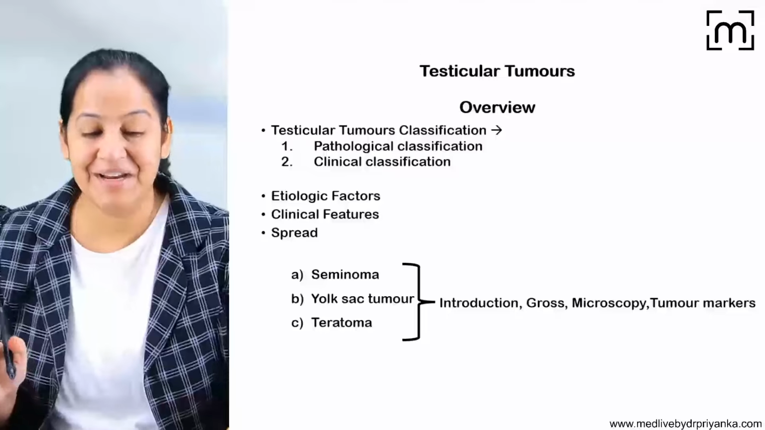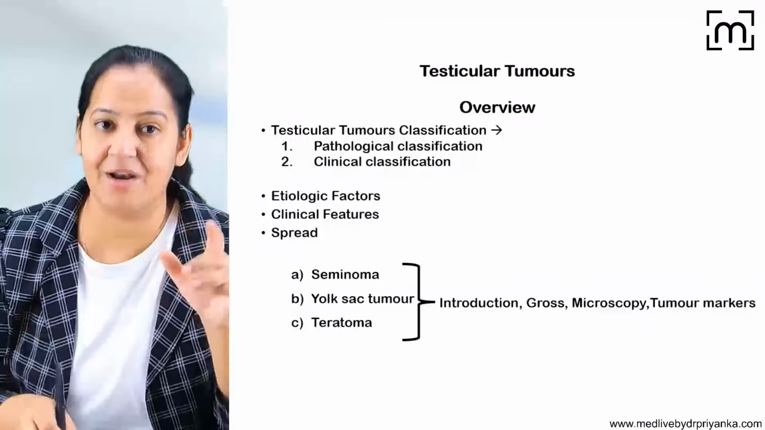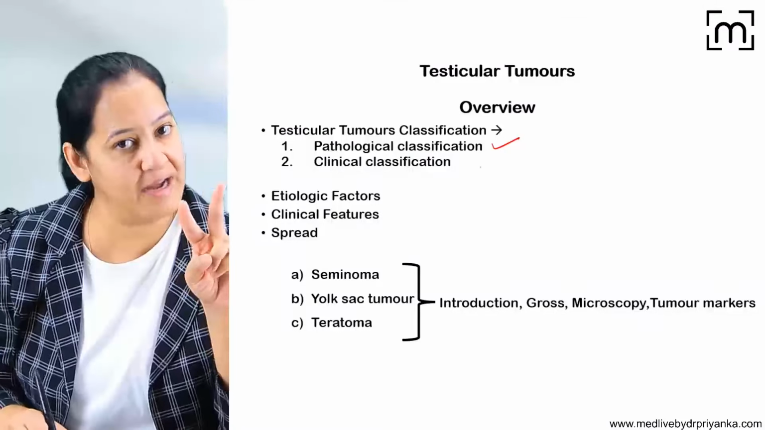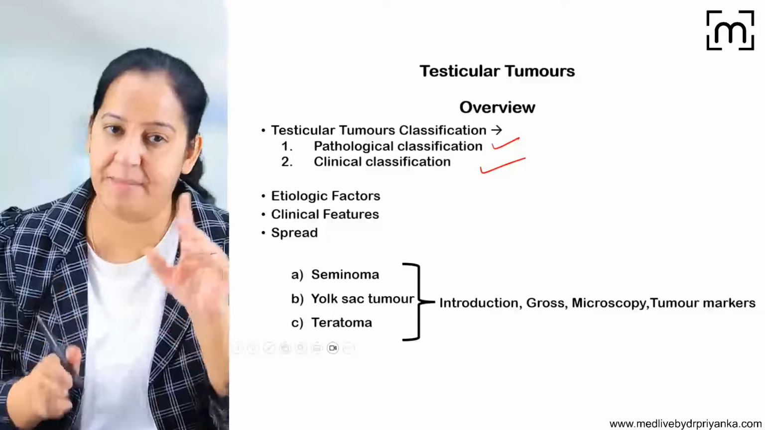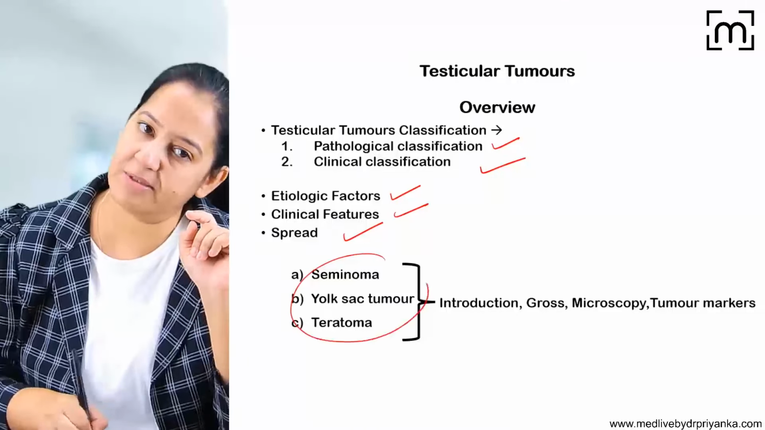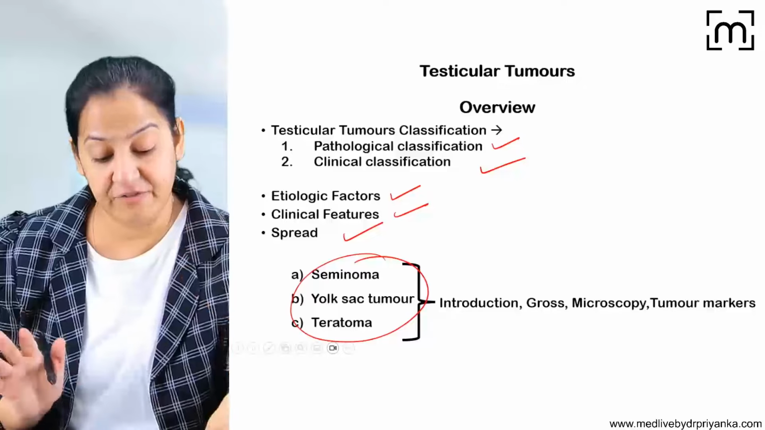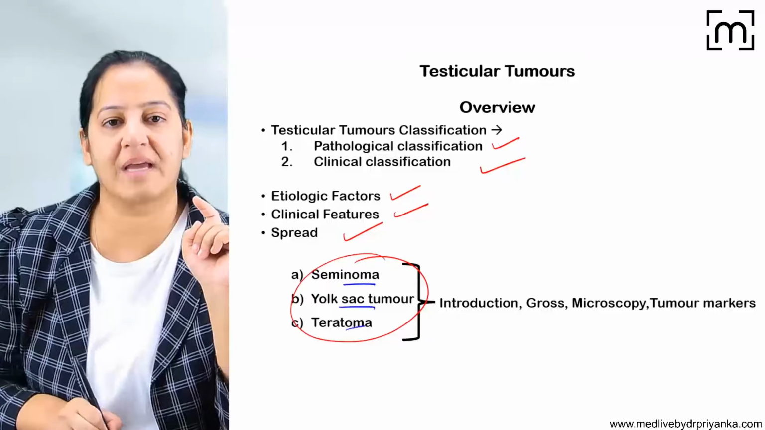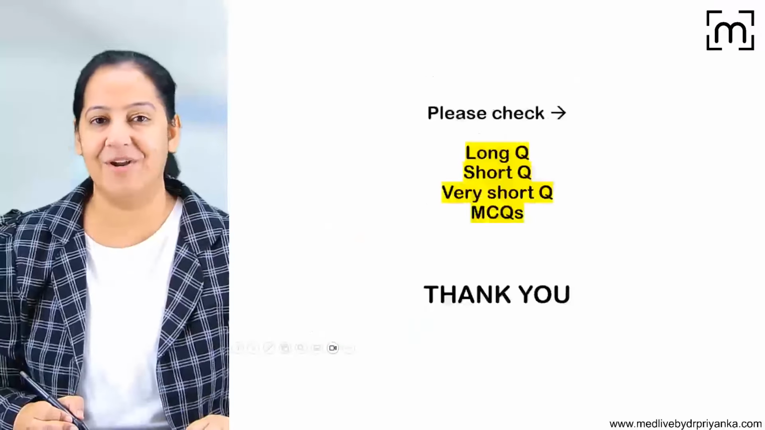That's all about it. Now in your exam, if testicular tumor comes as a long question, start with the classification, write down the two types of classification. You can combine them and draw one. Write down the risk factors, clinical features, spread, and gross and microscopy of these three. If an individual short question is asked on Seminoma, Yolk Sac, or teratoma, you have to write that only. That's all about it. Thank you.